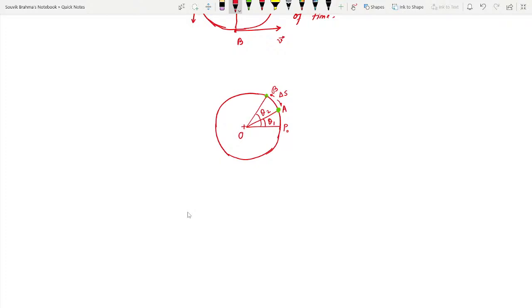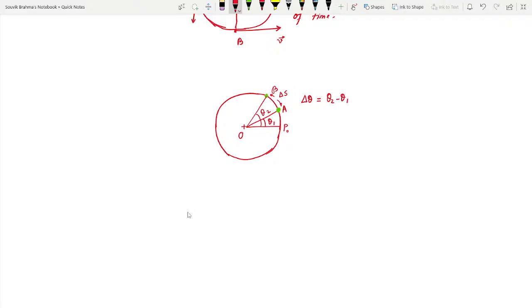Okay, so that means this is a displacement across the circular path. And then what will be the change of this angle? What will be the change of this angle, this delta theta? Delta theta is equal to theta 2 minus theta 1.